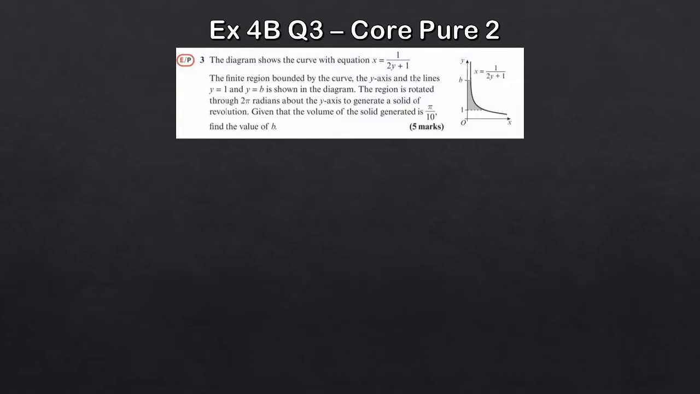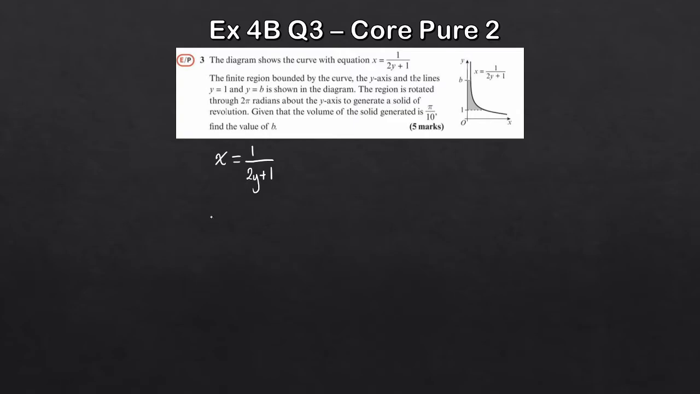We've got this quotient here, 1 over 2y plus 1. And we're given the volume this time. We want to find a limit. So, let's see if we can do this. So, x is equal to 1 over 2y plus 1. And we know the volume is pi over 10. So we just want to find the upper limit here. Well, what is it rotated about? So it's rotated about the y-axis this time.